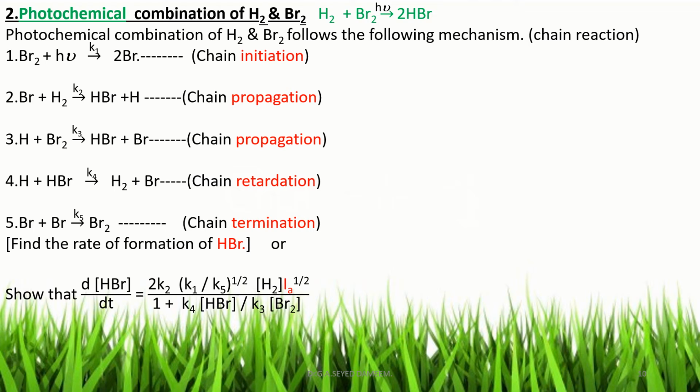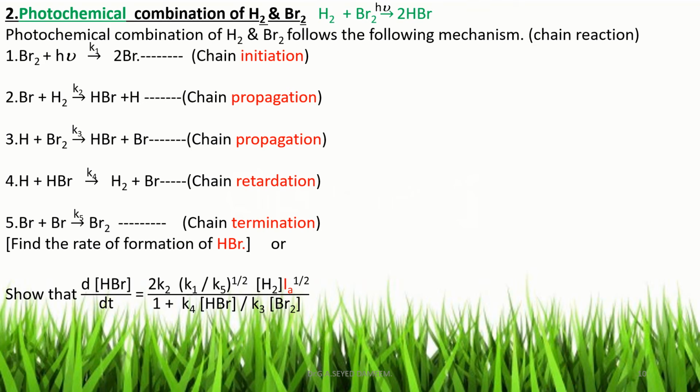The remaining steps, second, third, fourth and fifth, are not photochemical. The second and third steps are chain propagation, the fourth one is chain retardation, and the fifth one is chain termination. Now we can derive the rate of formation of HBr formed photochemically, and we can derive the rate of the reaction. A question may be asked: find the rate of formation of HBr which follows this mechanism, or show that d[HBr]/dt equals the given equation. That is very simple.